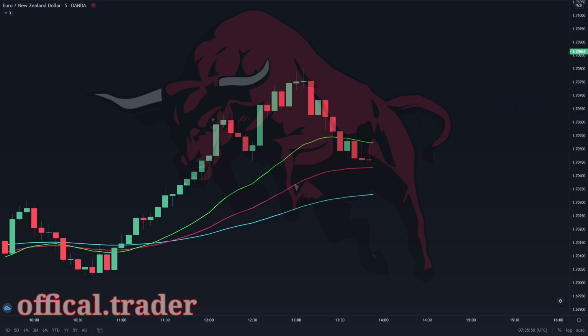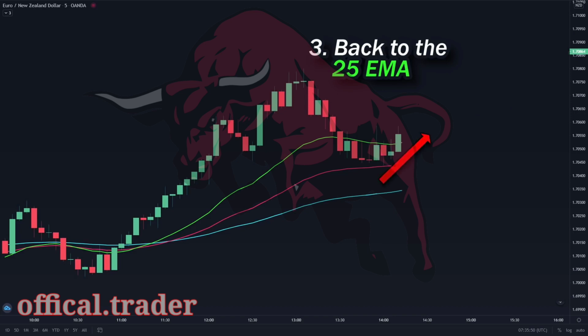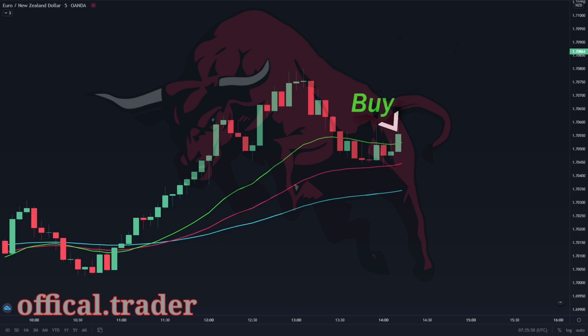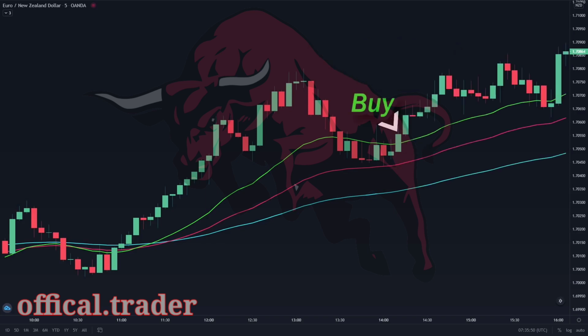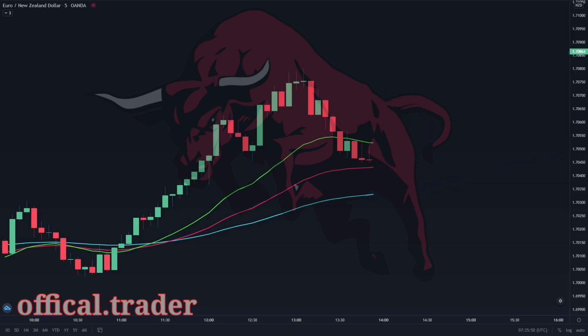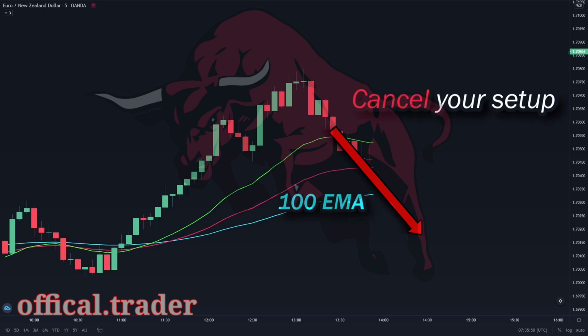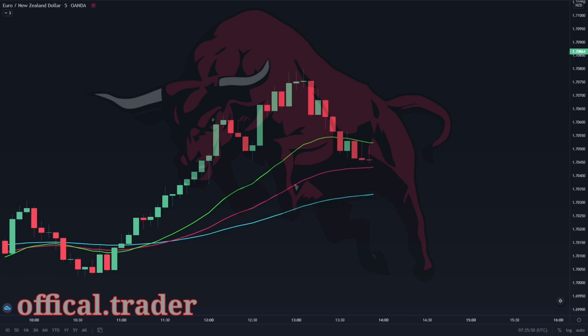The next step is to wait for the price to go back to the 25 EMA again. Once this happens, you take a buy position here. However, if the price instead went down and broke below the 100 EMA, you cancel your whole setup and look for other trade opportunities, because this may indicate that the trend is changing.